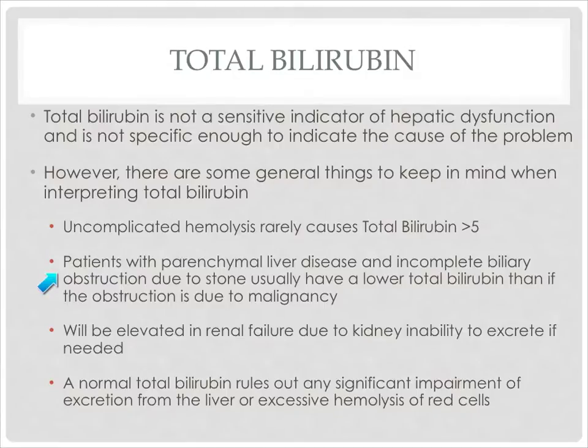Patients with parenchymal liver disease and incomplete biliary obstruction due to a stone usually have a lower total bilirubin than if the obstruction was caused by a malignancy. Your total bilirubin will be elevated in renal failure because the kidneys are not able to excrete the bilirubin. And this last point here, a normal total bilirubin essentially rules out any significant impairment of excretion or excessive hemolysis of red cells. So these four bullet points are pretty helpful when you're trying to interpret a total bilirubin.